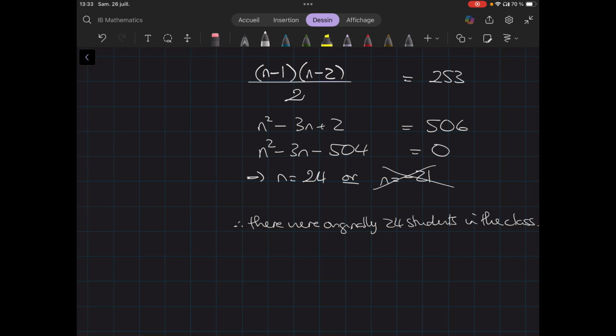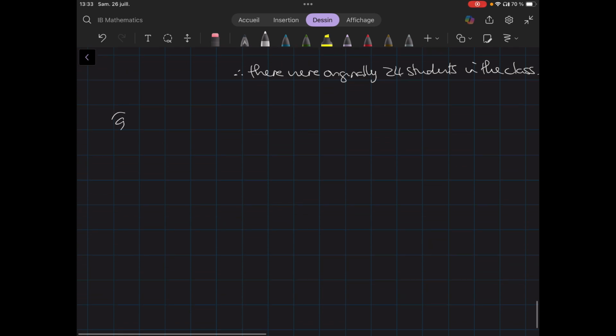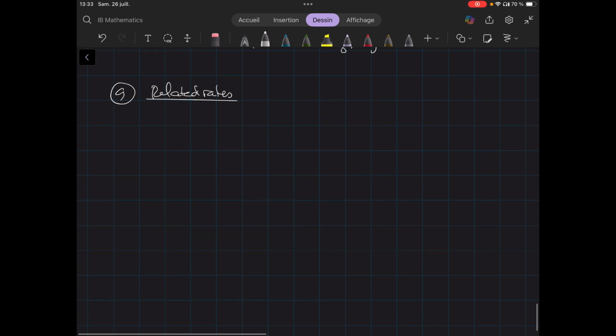Last question, question 8, or question 9. Related rates. And I know that a lot of students, myself included, when I was in your shoes, would look straight into section B and skip this question. But calm down. You may be able to get a lot of marks here, even if you don't really know what you're doing.